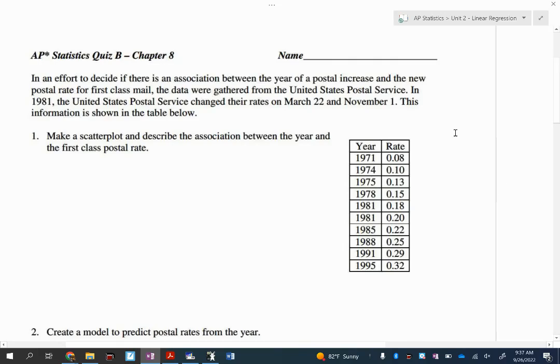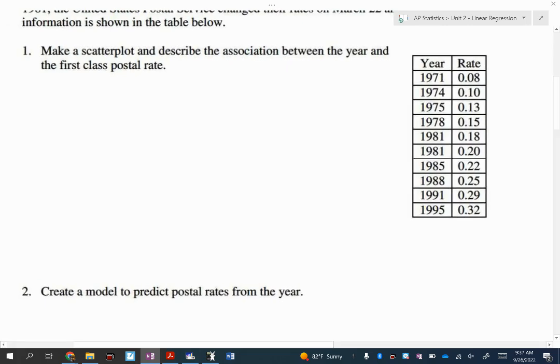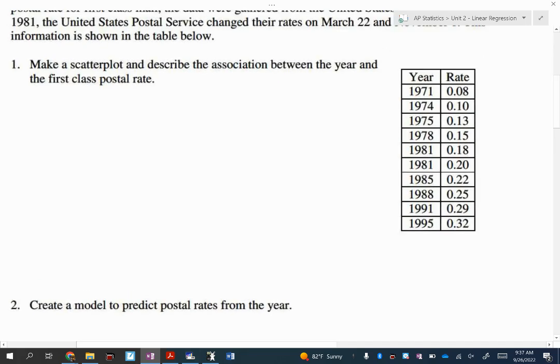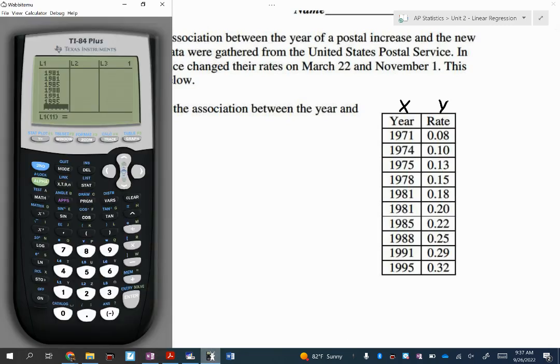All right, in this video, we're going to go over this Quiz B example where we're looking at the year and these increases in the postage rates. We decided that year explains rate, so we made year our X variable and rate our Y. We've typed them into our calculator.